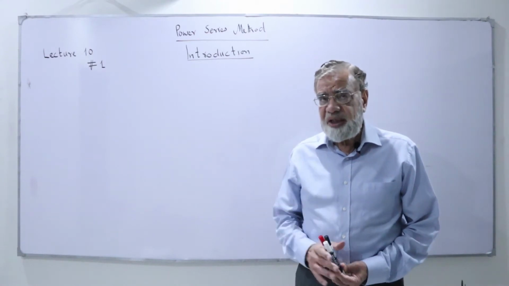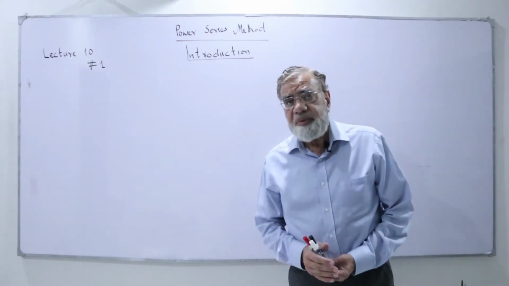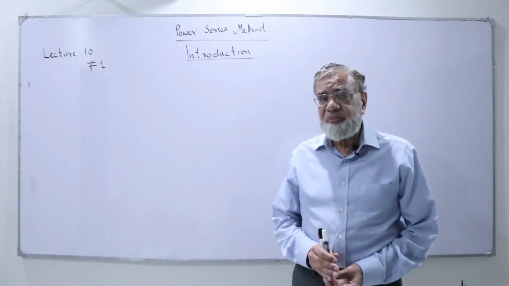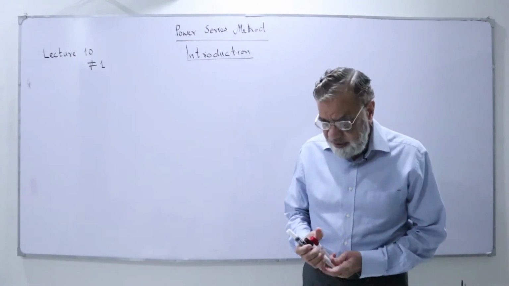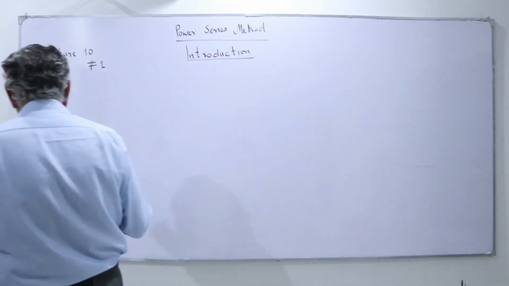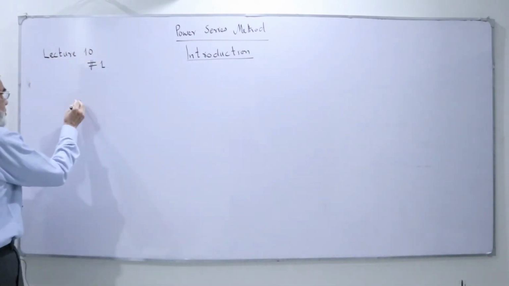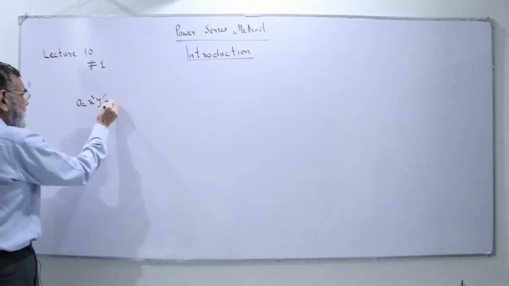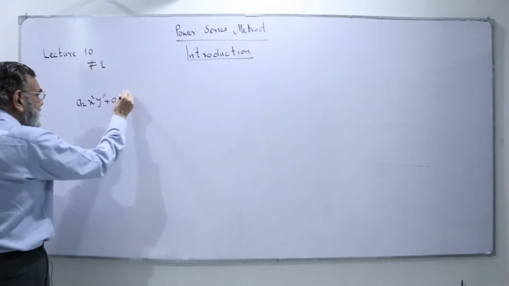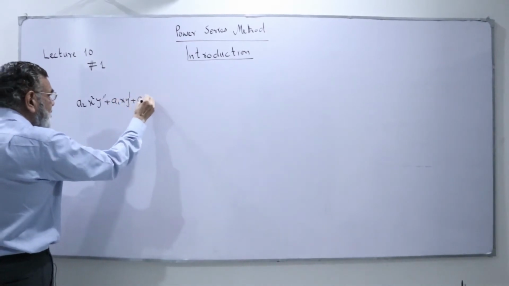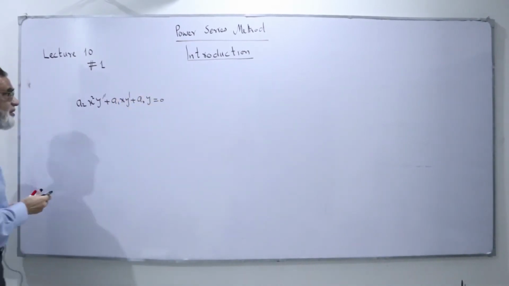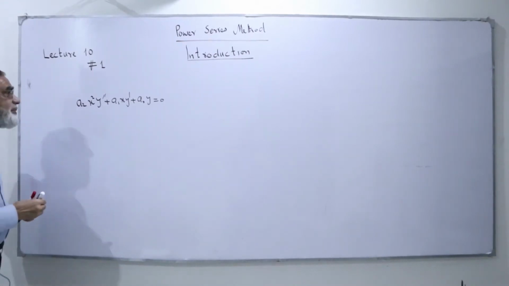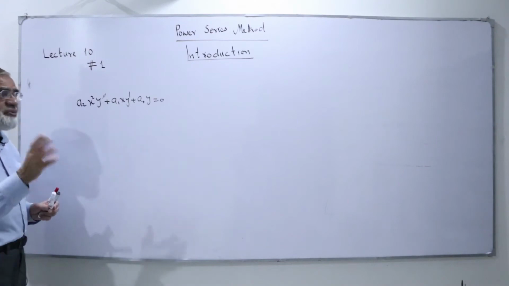We focus on second order differential equations, and this method can be applied to variable coefficients, but we haven't taken the very special form of the Cauchy-Euler equation. If you remember, in the Cauchy-Euler equation we have a2 x squared y double dash plus a1 x y dash plus a0 y equal to 0. This was our Cauchy-Euler equation, with the second derivative multiplied by x squared and the first derivative multiplied by x, a very special form.